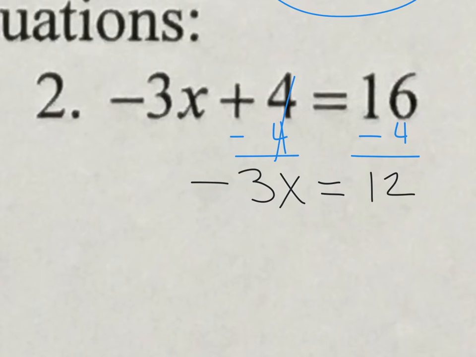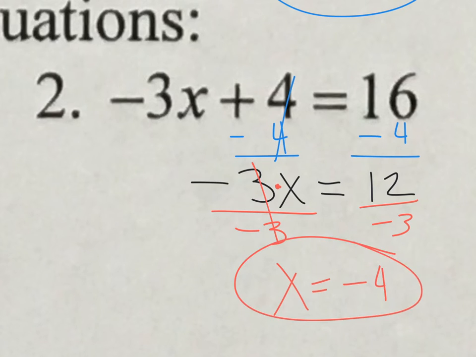So now we need to get rid of that -3 that's in front of the x. You don't get rid of it by adding 3. You get rid of it by doing the opposite of what's actually going on. There's multiplication right there. The opposite of multiplying is dividing. So to get rid of the multiplication of -3, you're going to have to divide by -3. And what you do to one side, you do to the other. So your final answer is x equals -4.